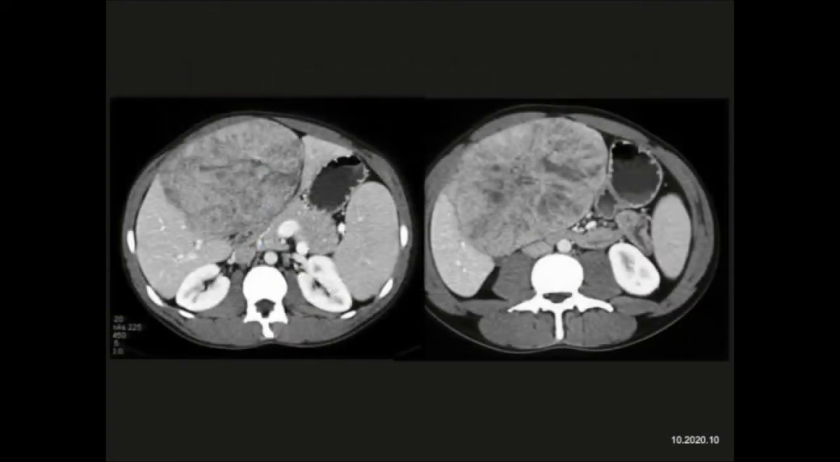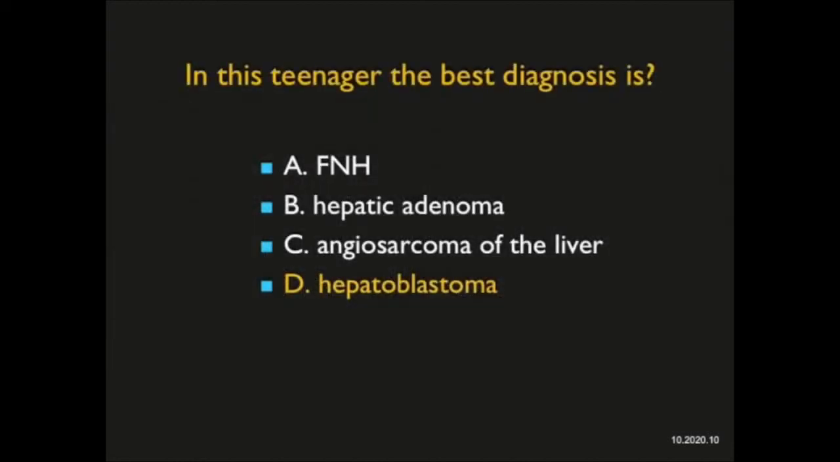When you look at the images, you see a large mass arising from the liver. There's central septations. It's pretty well encapsulated. And when you think about it, so now we're dealing with a hepatic mass. This is not the appearance of FNH or hepatic adenoma. Angiosarcomas are very vascular. This is a great appearance for hepatoblastoma. Large masses, often with calcification, usually vascular. Central scar is common, and the central scar here is very dominant. This was hepatoblastoma. So with that, I've given you 10 terrific cases.